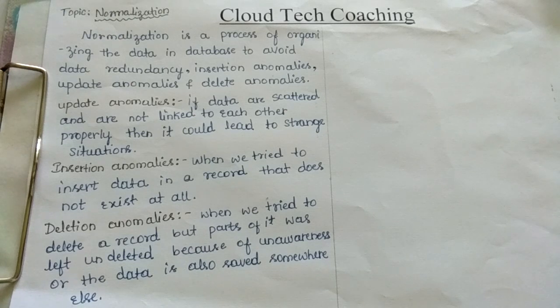So in this class we looked at the definition of normalization and the different anomalies. Normalization is a method to remove all these anomalies and bring the database to a consistent state. In the next class we'll look at the first normal form.